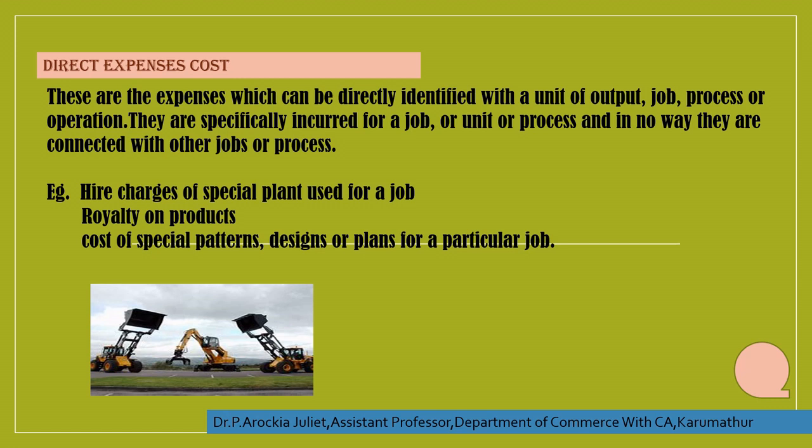Royalty means when we produce a particular product, we get approval from some authorized person. The authorized person gives the permission to produce the product. So to produce the particular product, we have to pay some amount to the authorized person. That amount is called the royalty. This kind of expenditure is directly included in the cost of product. So only that is called the direct expenses cost.